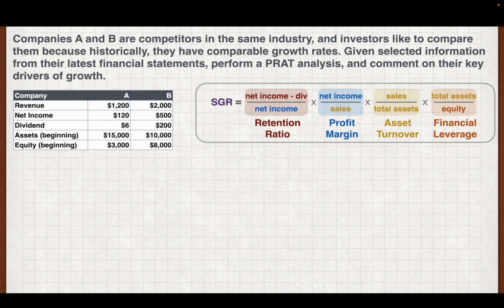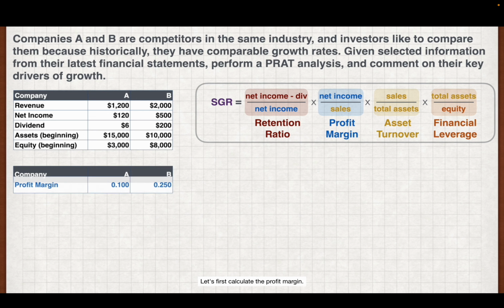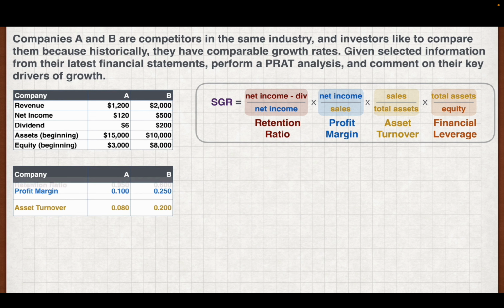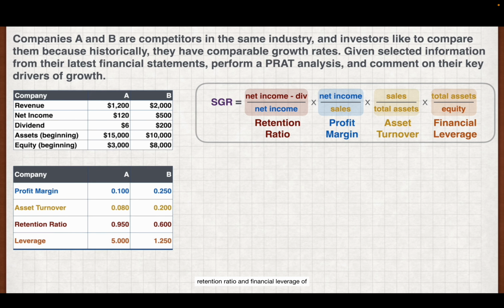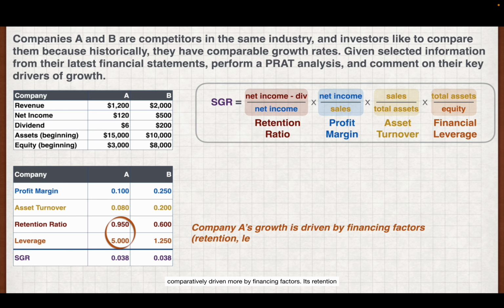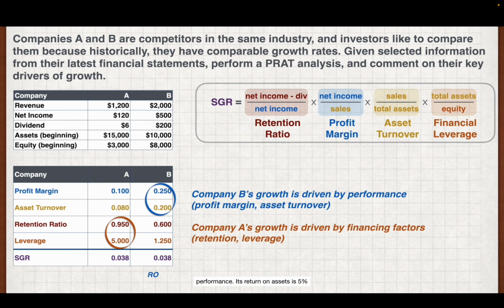And we're back. Let's first calculate the profit margin, asset turnover, retention ratio, and financial leverage of the 2 companies. If we multiply all these ratios, their sustainable growth rates are quite close at 3.8%. However, it seems that Company A's growth is comparatively driven more by financing factors. Its retention and leverage ratios are much higher than Company B. Company B's growth, on the other hand, is driven more by its performance. Its return on assets is 5% compared to 0.8% for Company A.